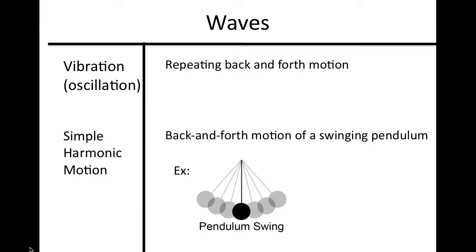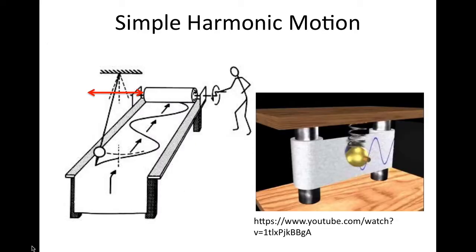The back and forth motion of specifically a swinging pendulum is known as simple harmonic motion. And here's an example of a pendulum that is swinging back and forth. Let me show you an example of simple harmonic motion. Here's a pendulum that has a pen attached, and the pendulum is swinging back and forth. If the paper on this conveyor belt is not moving, then as the pendulum swings back and forth, you would just create a straight line.